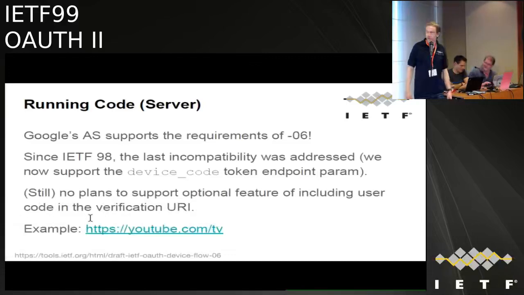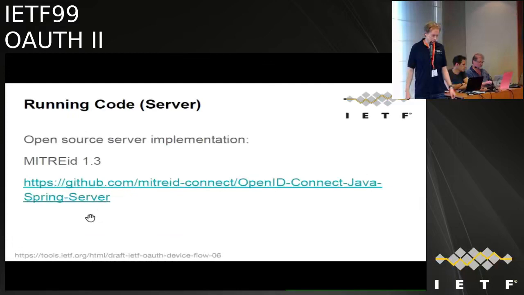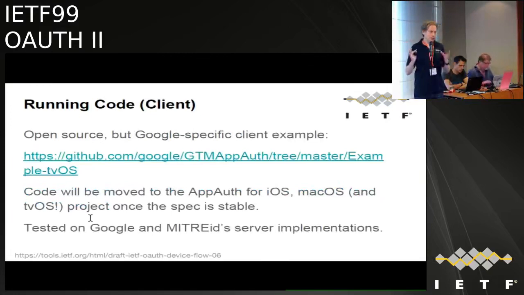Just to go over a bit of running code, an update. Google's AS is now 100% spec compliant with the 0.6 version. Hooray. There was one difference since IETF 98, and I don't think we invalidated that today. MITRE ID, I believe 1.3 should be released now, since it was about to get released in Chicago. That one is an open source implementation on the server side, and we also have an open source client implementation. The plan is to move this into the OAuth project once it's actually standardized. Justin and I did some interop between the two.